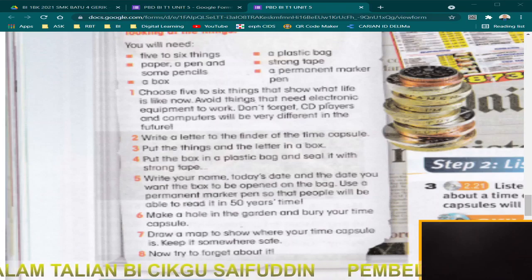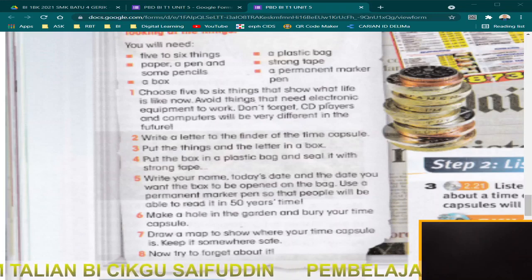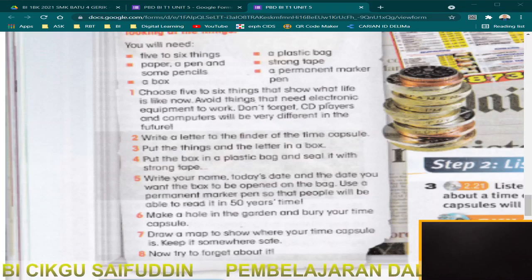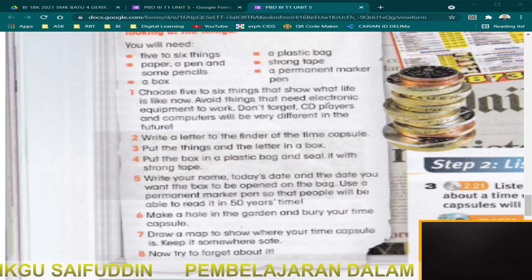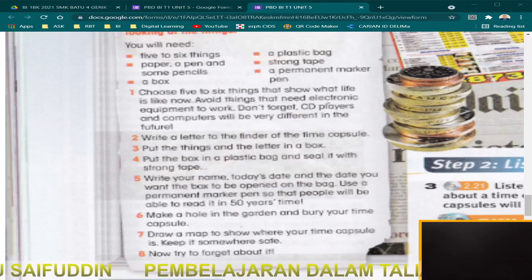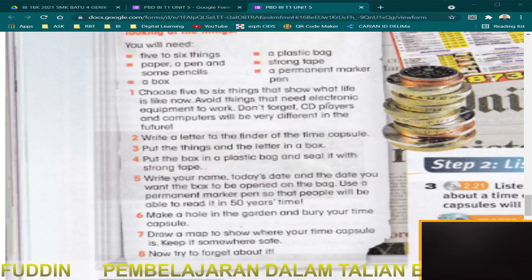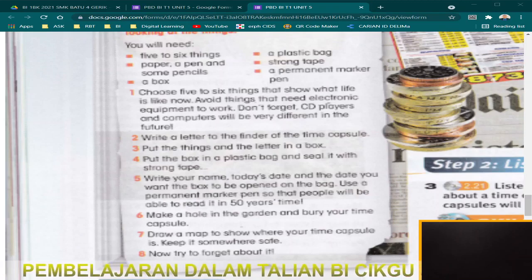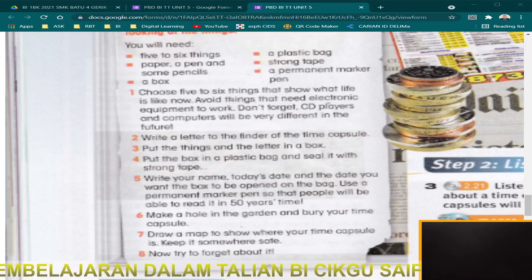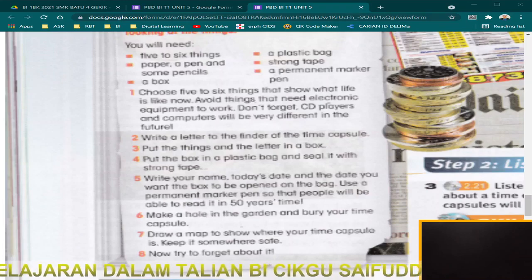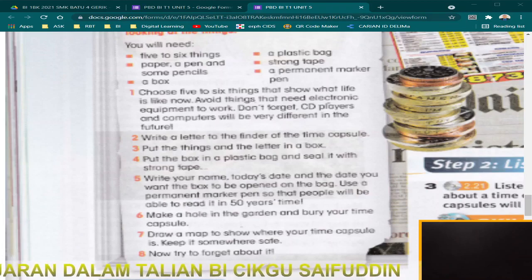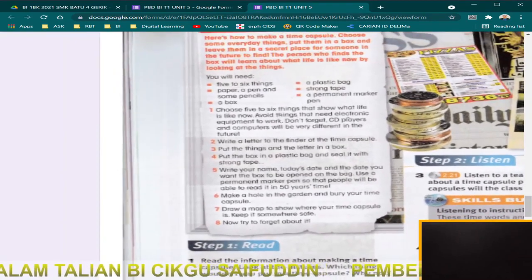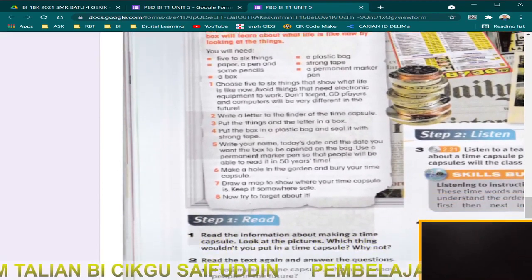Number 7, draw a map to show where your time capsule is. Keep it somewhere safe. Okay, macam Tun Dr. Mahathir Mohamad, dia menyimpan time capsule pada tahun 2021 di mana ya? Di Putrajaya untuk dibuka oleh seseorang, pada tahun ini. And then number 8, now try to forget about it and later after 10 years or 20 years you open it back. So that's the steps on how to make your own time capsule.